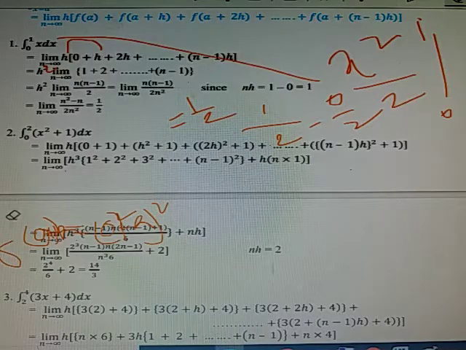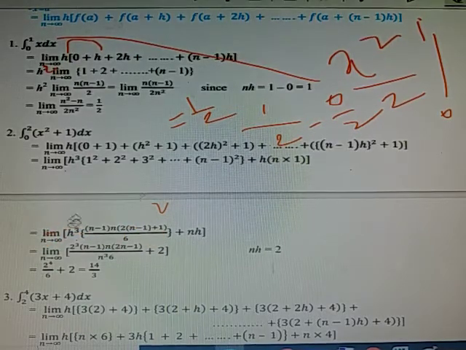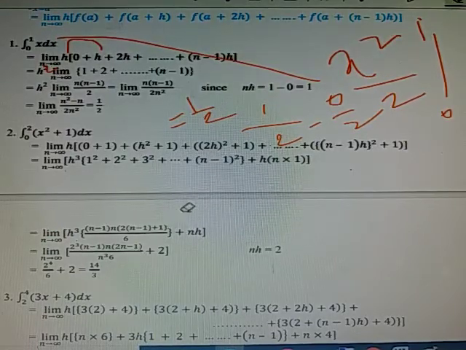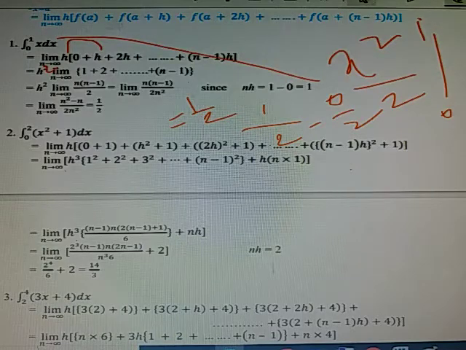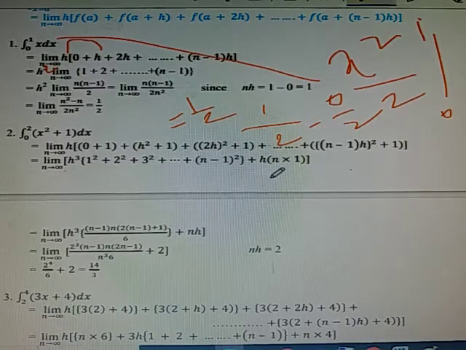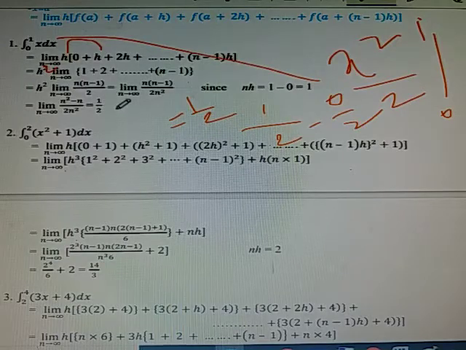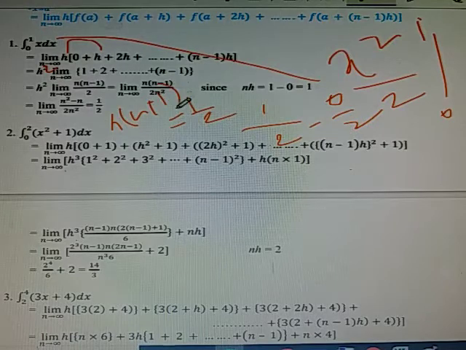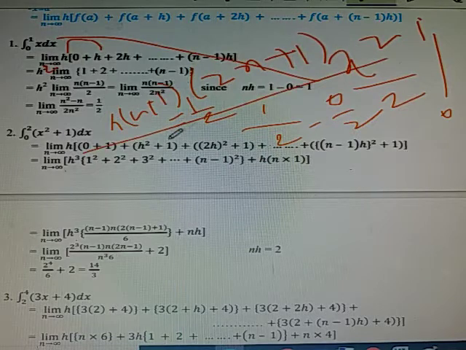So this thing you are having, and you had some result. This is the sum of squares of the first n natural numbers. So this is given by the formula n into n plus 1 into twice n plus 1 divided by 6.